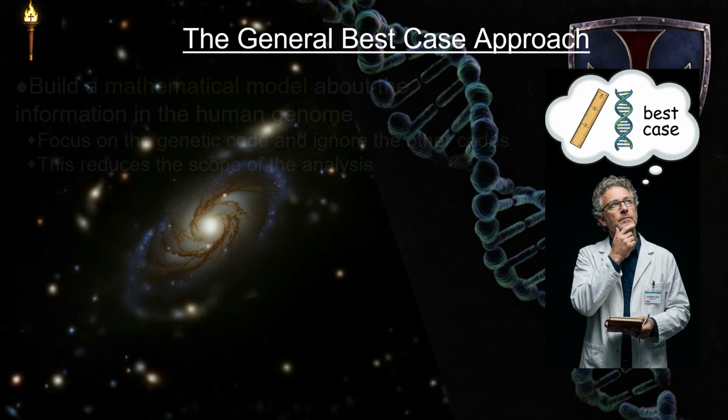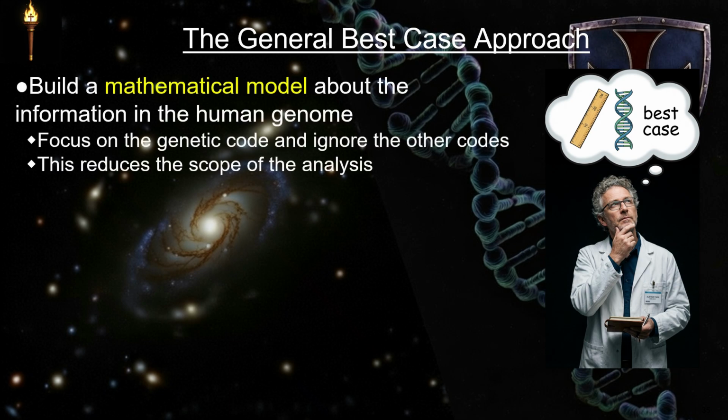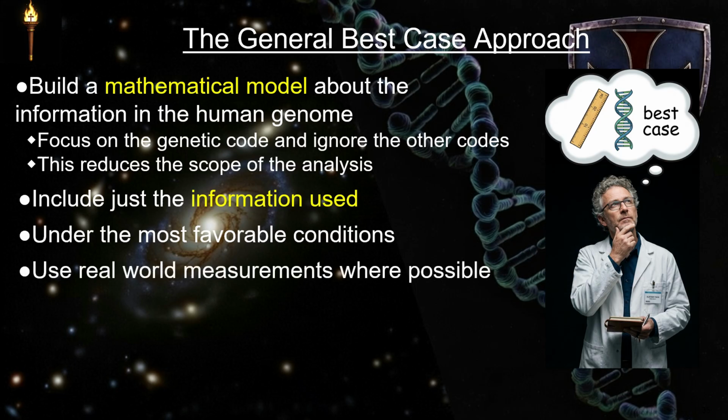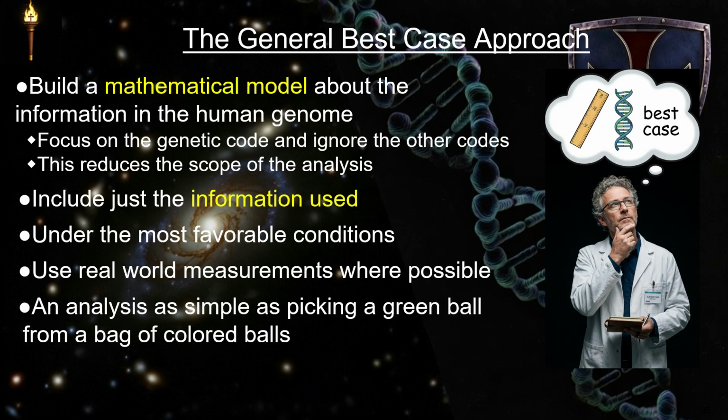We're going to make the best case approach. Our mathematical model is just going to be about the information in the human genome. We're going to focus on the genetic code and ignore the other codes. This reduces our work. We're going to focus on just the information used, and you'll see why that's important in a minute. We're going to use the most favorable conditions and assumptions. We'll use real-world measurements where possible. And in our analysis, we want it to be as simple as picking a green ball from a bag of colored balls. We don't want our analysis to be so complicated that we're unsure about its conclusions. We want surety about the conclusion.